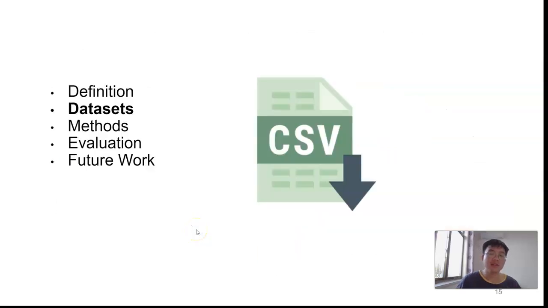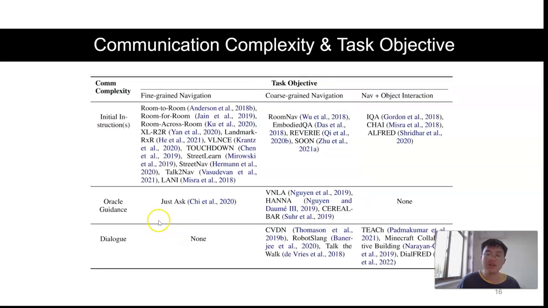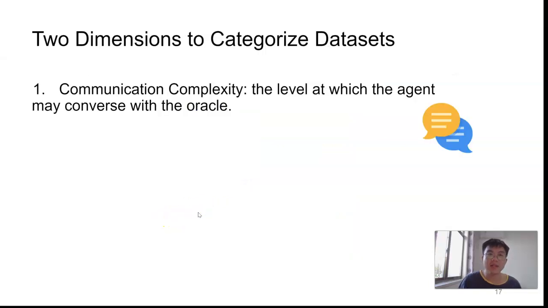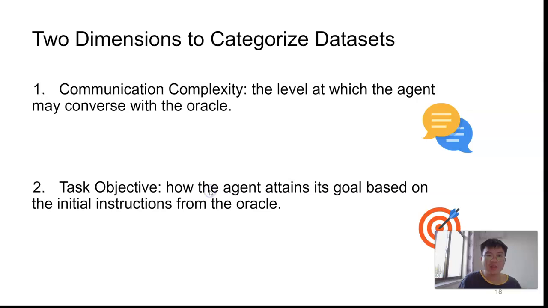Now let's talk about the datasets. Here we can see, since the first VLN dataset, Room-to-Room, R2R, was proposed in 2017, there have been many datasets proposed in this domain. And here we are basically using two dimensions to categorize those datasets. The first is communication complexity. It means the level at which the agent may converse with the oracle. The second is task objective. It describes how the agent attains its goal based on the initial instruction.